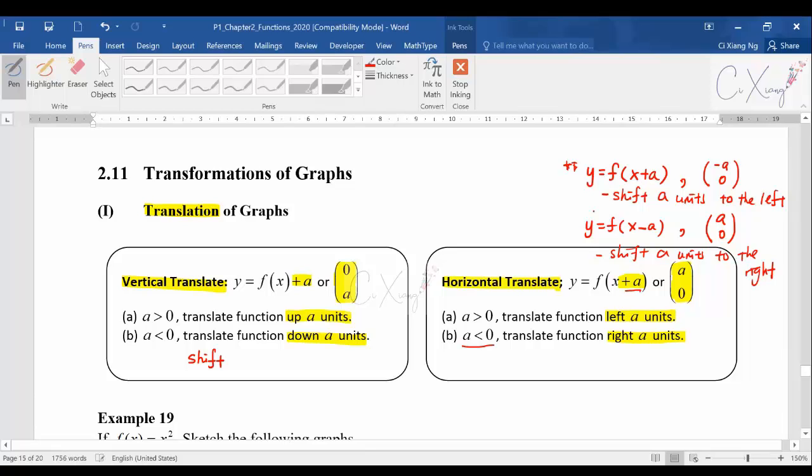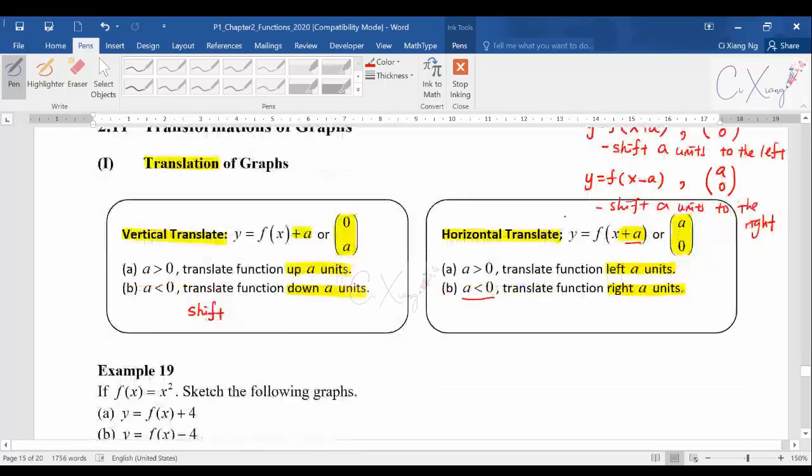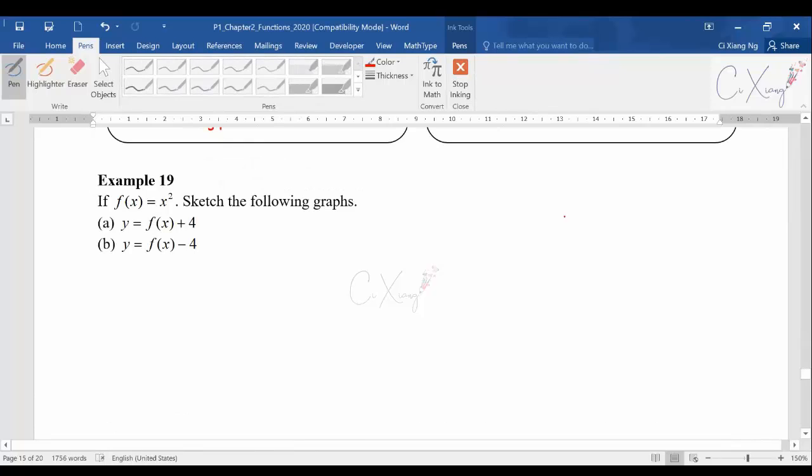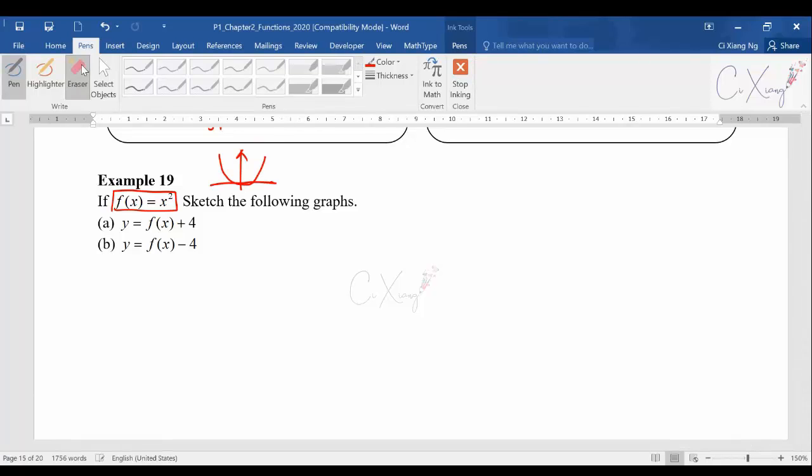All right. So this is what we have for translation of graph. Have a look at example 19. For example 19, this is the basic graph that we have: f(x) equals x squared. For f(x) equals x squared, the basic graph is a U shape. It will look something like this. Maybe I draw it better. Okay, so maybe this is what I have: y equals x squared.